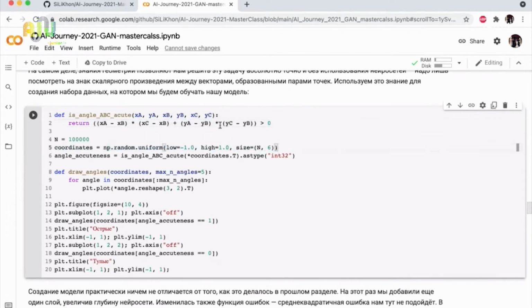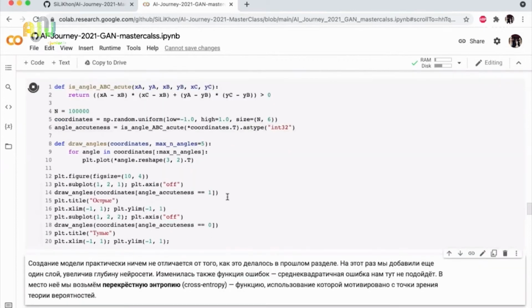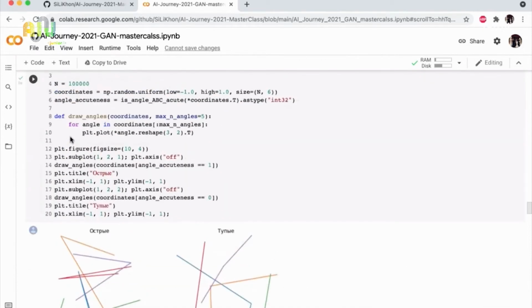let's scatter coordinates randomly, A, B, and C. And looking at this function, we would create this set of correct classifications, correct answers. So, like angle acuteness, like 1 if it's a sharp angle, and 0 if it's a blunt angle. And we take 6 coordinates, and we will get some classifications at the end.